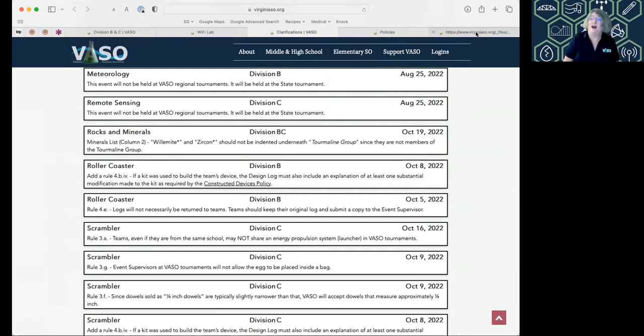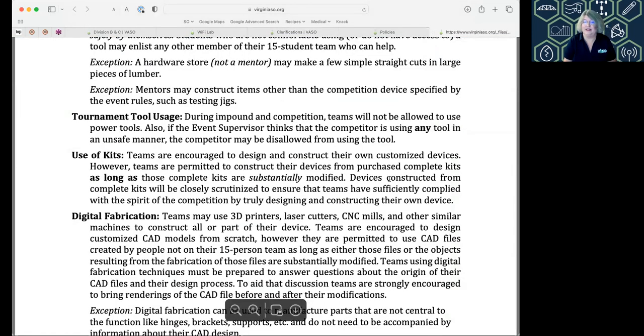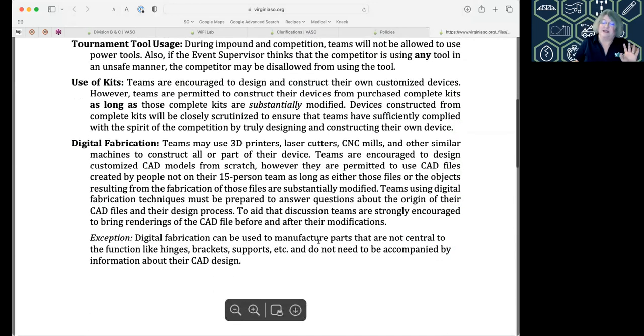Going back to our build policy, let's talk about digital fabrication. Same idea. It's not surprising. Now, given all I've said, I'm sure you can see where we're going. We're looking to make sure that students have done substantial work if they use digital fabrication, and by that we mean 3D printing, laser cutting, CNC mills. Our emphasis here is on students building their device.